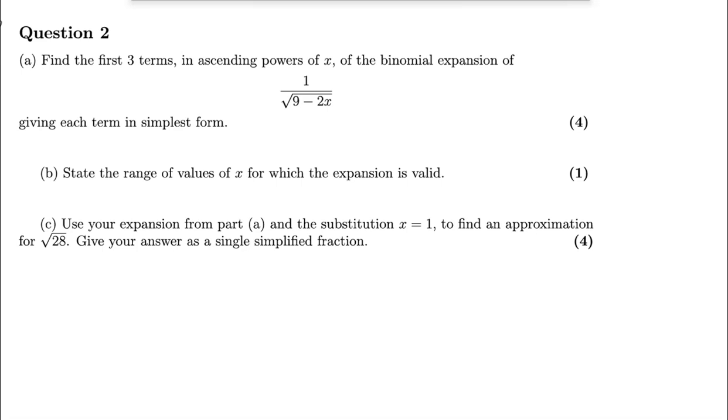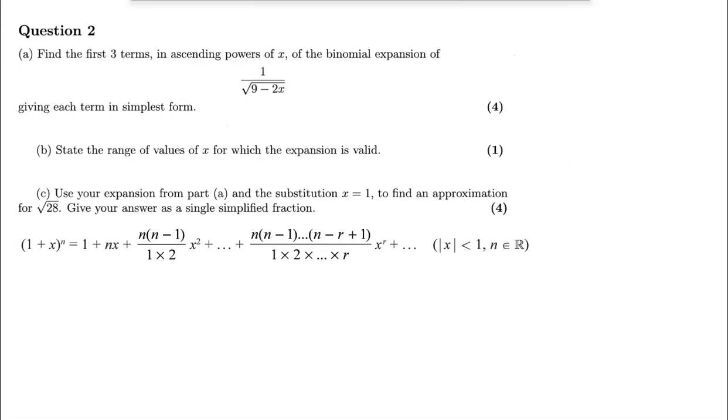So let's just bring up the version that we're going to use from the formula book. So before I use this, I just want to rewrite this 1 over the square root of 9 minus 2x. So first off, because you're square rooting, we're just doing to the power of a half here. And then, rather than write it as 1 over, I can just write it as 9 minus 2x to the power of negative a half. And because we've got negative a half as our power, I'm going to need to use this version of the binomial expansion.